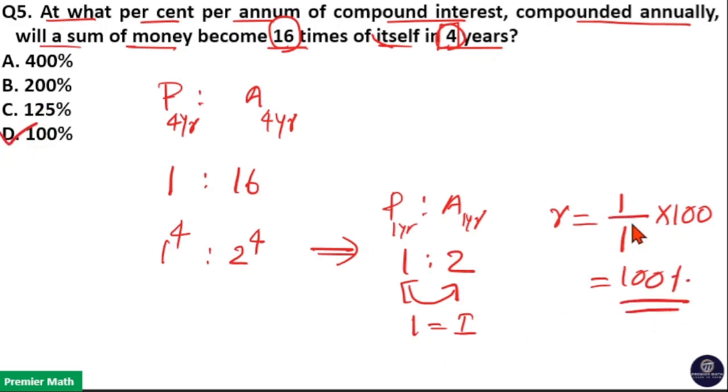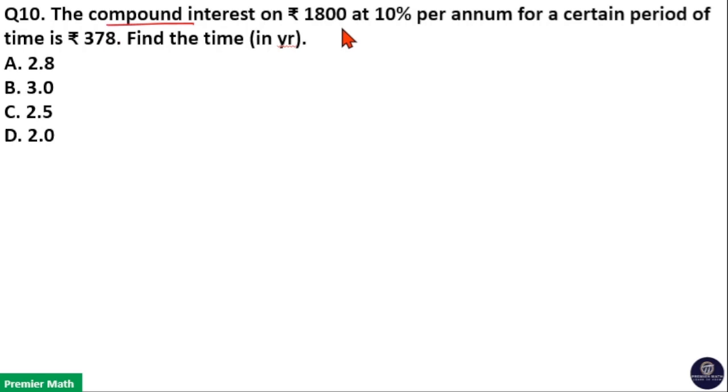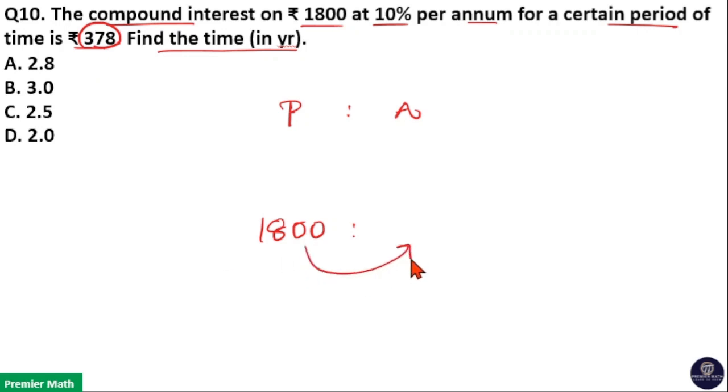That is, 1 unit interest received from 1 unit principal, that means 100% is the rate here. The compound interest on rupees 1800 at 10% per annum for a certain period of time is rupees 378. Find the time here. Take the ratio between principal and amount. Principal is equal to 1800 and we don't know the amount here, but we know compound interest is 378 for a certain time period. So add 378 to principal.